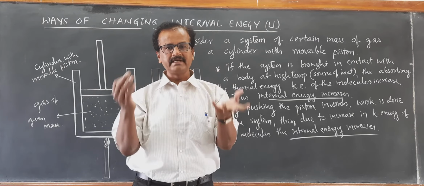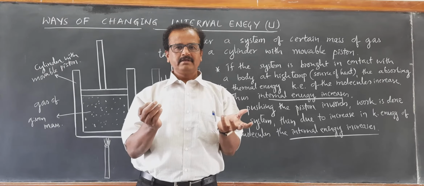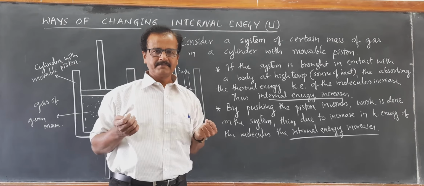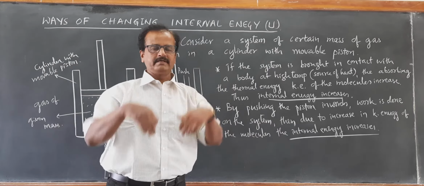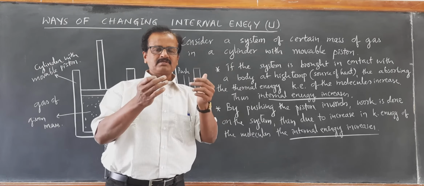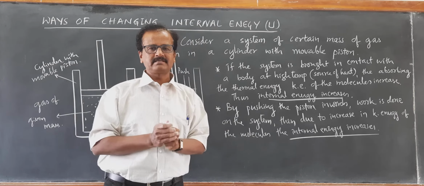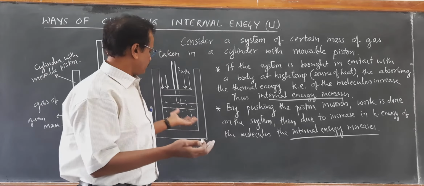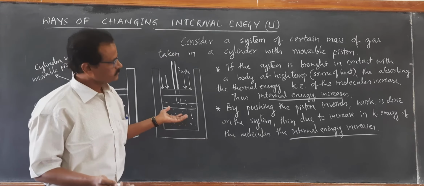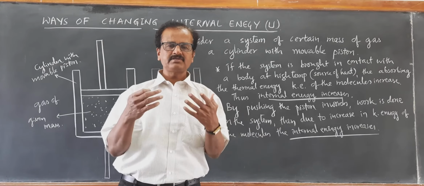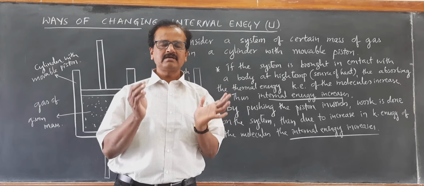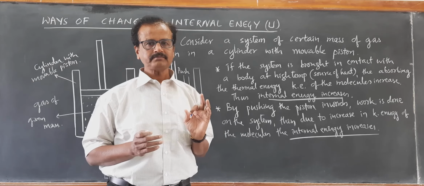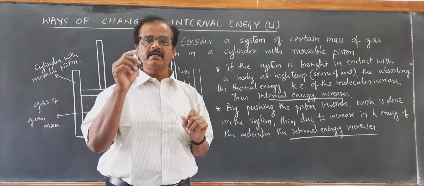Second aspect, how to decrease the internal energy. If heat is taken out from the system, it means if the thermal energy is released from the system to the cold surrounding, then the internal energy of the system decreases. And second one, if work is done by the gaseous system on the surroundings, then the internal energy of the system decreases. Thus, we can attain change in internal energy by these two ways. Change in internal energy is denoted by delta U.